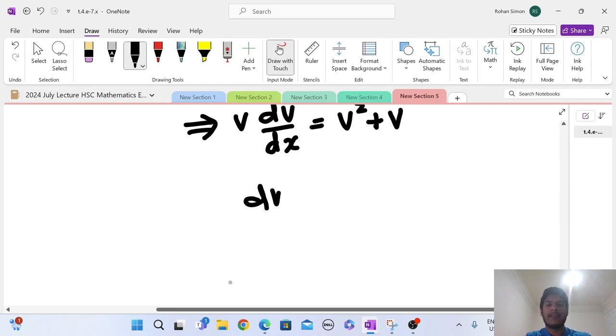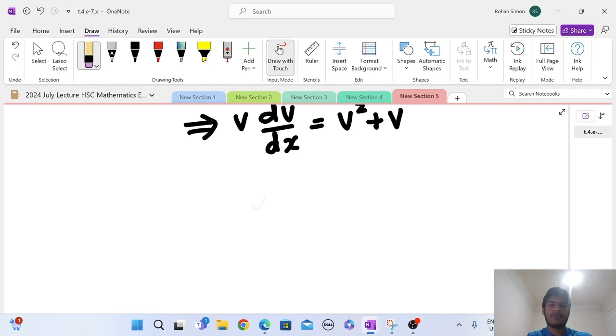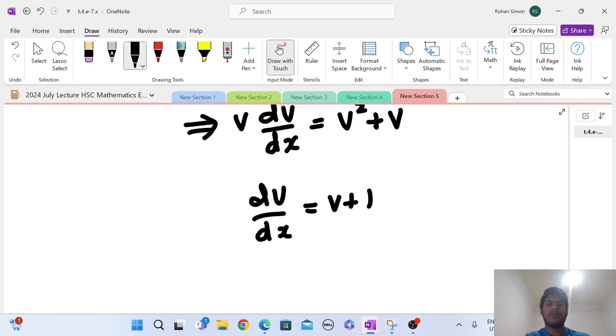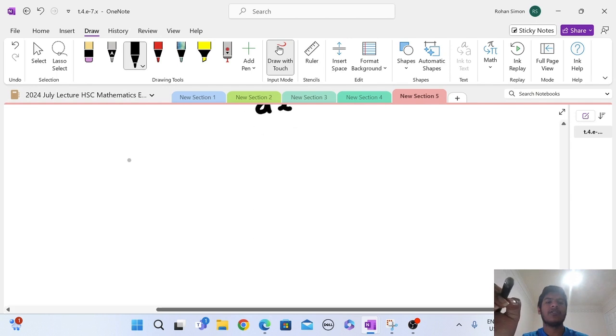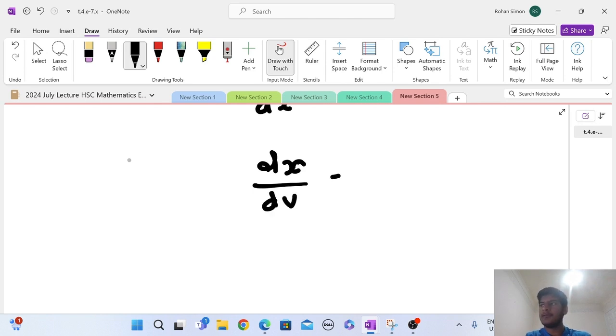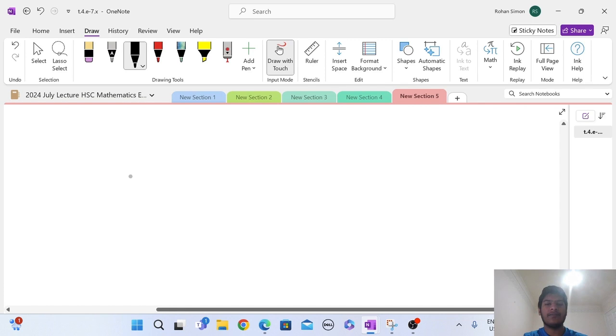So we get dv/dx equals v plus 1, and we can flip both sides again because of chain rule. dx/dv equals 1 on v plus 1, or 1 plus v, either way. And from there we can go ahead and integrate.